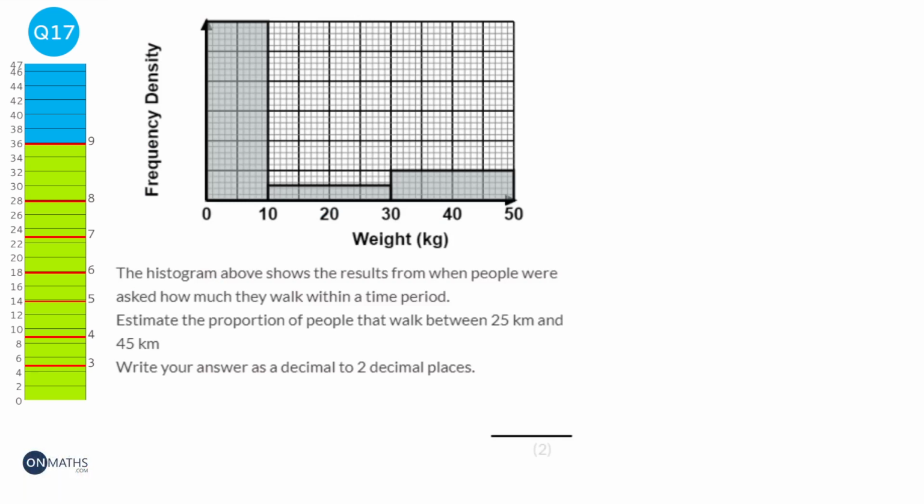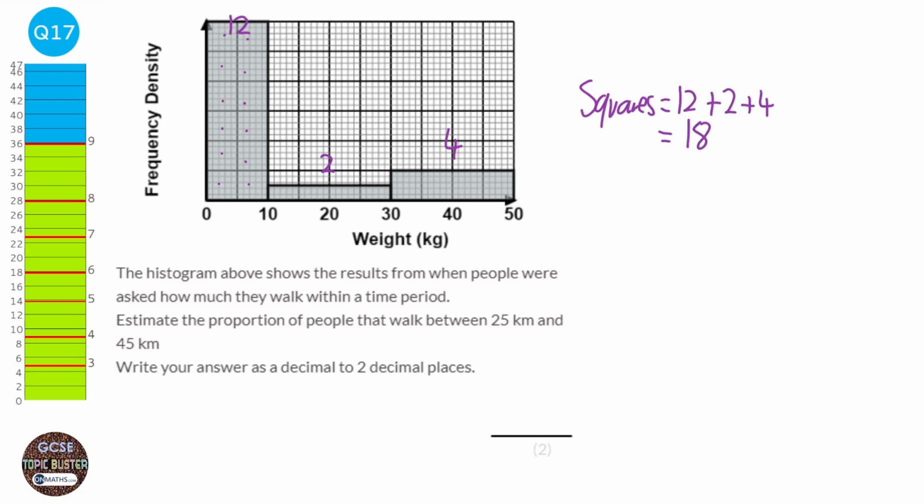Whenever you're asked to work out a proportion of items in a histogram, you can actually do it by just counting the squares. So in the first bar, we have 1, 2, 3, 4, 5, 6, 7, 8, 9, 10, 11, 12. So 12 squares here. The next one, you've got kind of 4 half squares, so that'll be 2 squares in total. And then we've got 4 squares in the last one. So altogether, we have 12 plus 2 plus 4, which will be 18. So it's 18 squares in total.